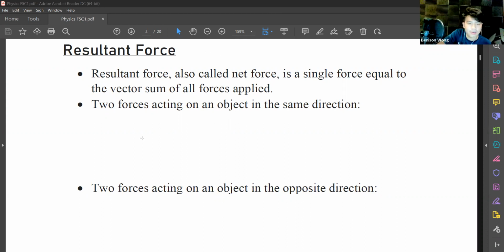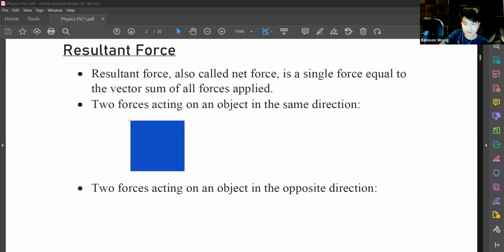So let's say over here, I have an object. You don't have to write anything down. When I finish this, you screenshot and then you just write it back into your notes. So over here, I have an object. Let's say I pull this object with 10 newtons. So this object is pulled by a force of 10 newtons.